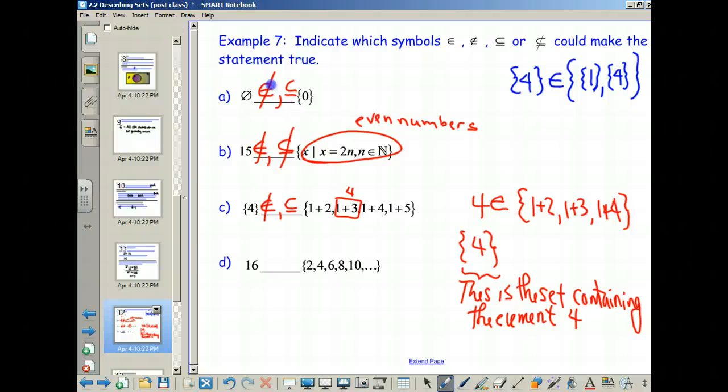Okay, let's do D because it's easy after all ones and go hard. What do you think? It is an element, right? But it is not a subset. Right? It's not a subset.